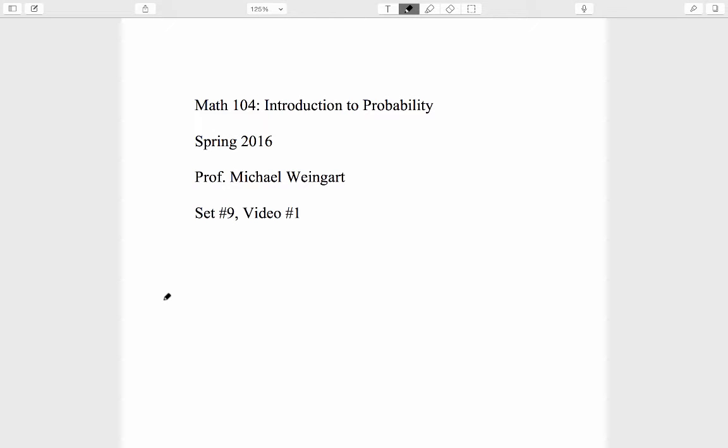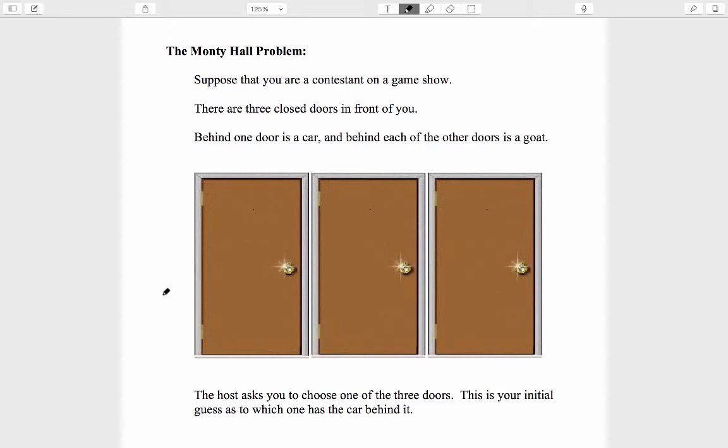We begin video set number 9. Once again, we reach a point in the course where a little bit of comic relief is in order. The Monty Hall problem is a classic puzzle. It's based on a game show, but there's a probability question built into it, which many very, very smart people actually got wrong the first time they saw it.